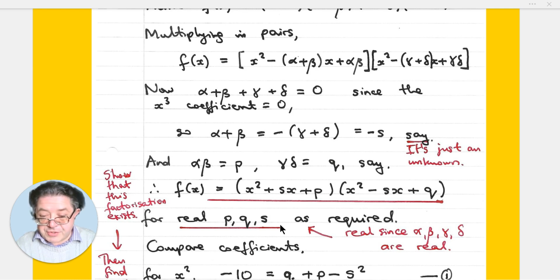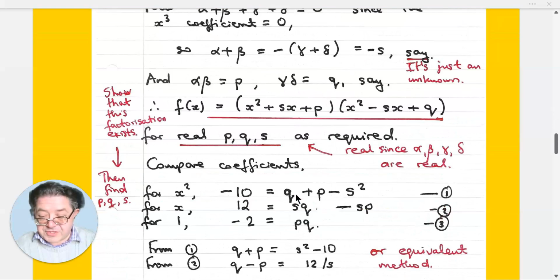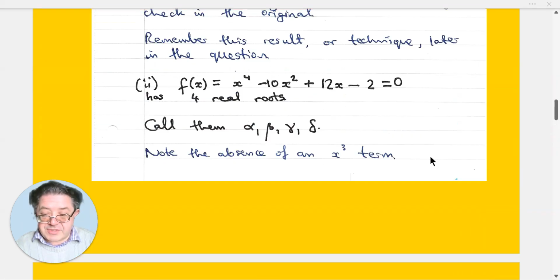Okay, now let's compare the two sides. Compare the expression for f of x with what we have just got. Looking at the x squareds, we have p plus q minus s squared on the right, and we have minus 10 on the left, which gives us one equation. Looking at the x's, we have 12 on the left, and on the right it will be sq minus ps. And for the unattached numbers, we have minus 2 on the left and pq on the right. So 3 equations.